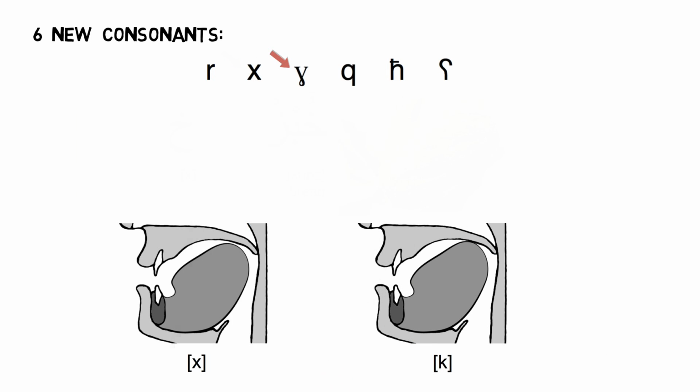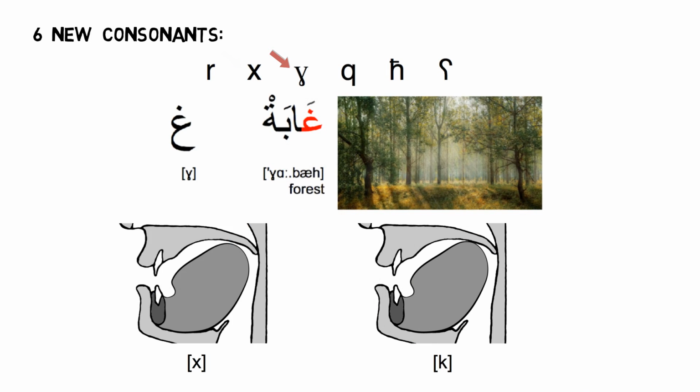Now, in that same spot, if you do the exact same thing with your tongue, but you engage your vocal cords, you'll get Arabic's غ as in غابة. To find it, instead of starting with K, you can start with K's voiced sibling, G. G. And with a little space between your tongue and soft palate.